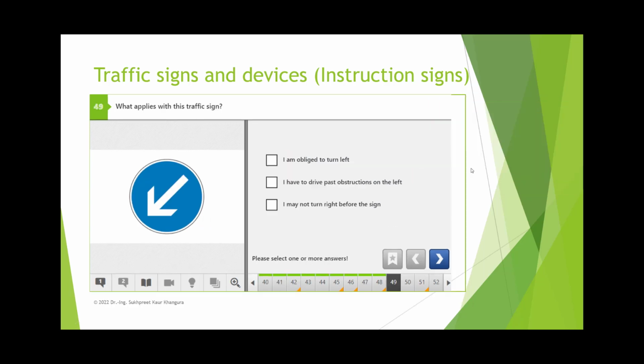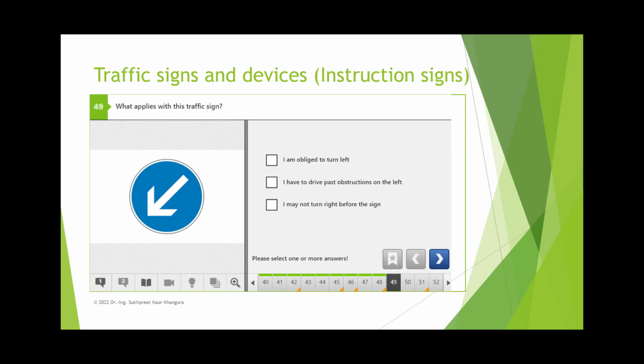Moving towards the next question. What applies this traffic sign? This question is similar to the previous question, but the only thing is now this arrow is indicating towards left. I am obliged to turn left? No. I have to drive past obstructions on the left. This is the correct option.